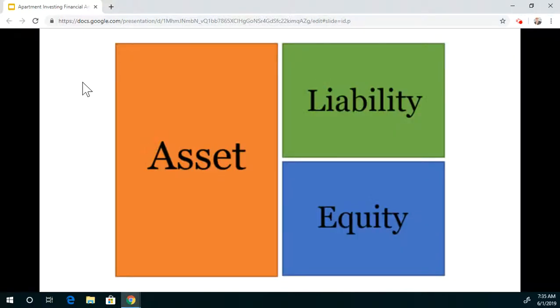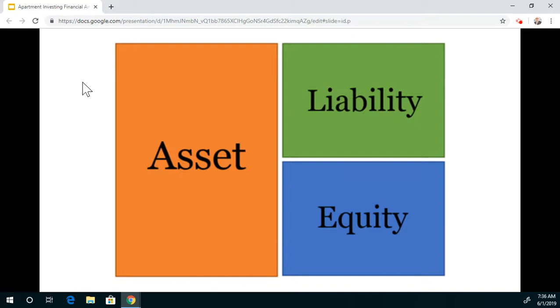Asset, liability, equity. So the balance sheet can be broken down into three categories like you see here. Observe that the two sides of the equation are equal, hence the name balance sheet. They must always be equal. The difference between the two is equity.